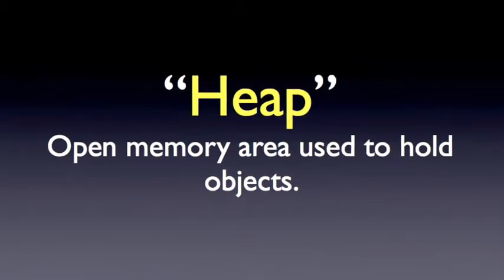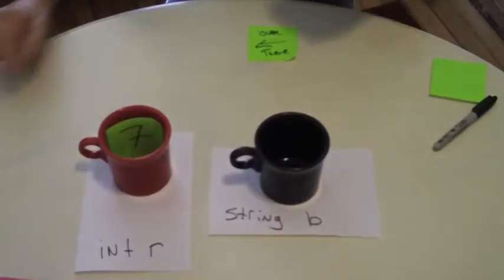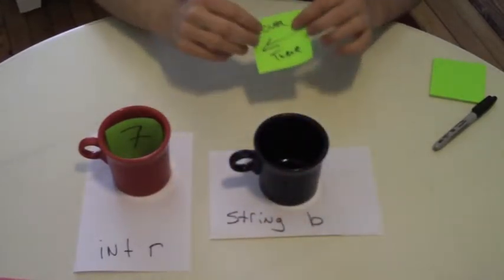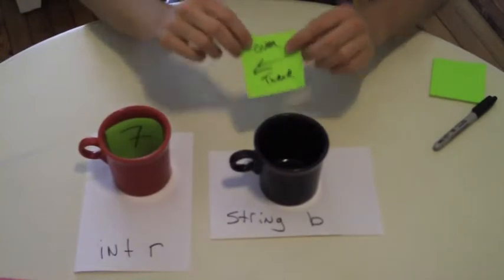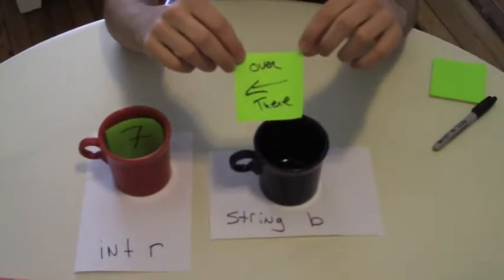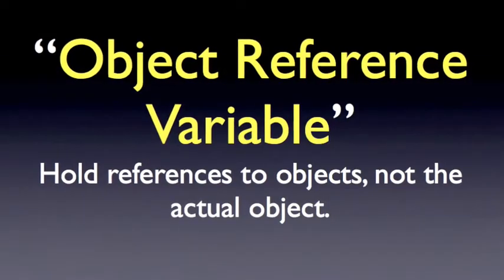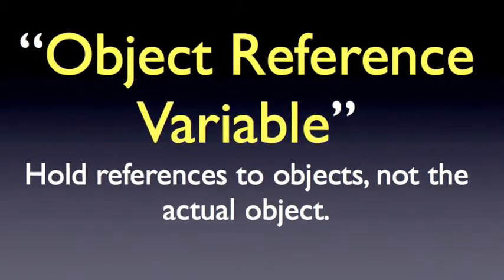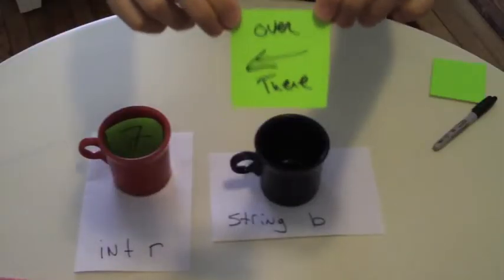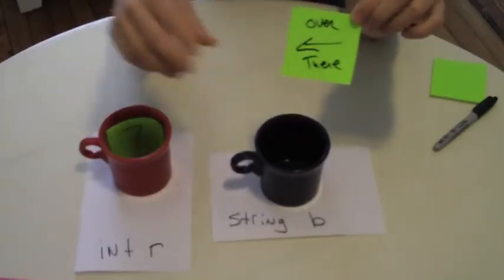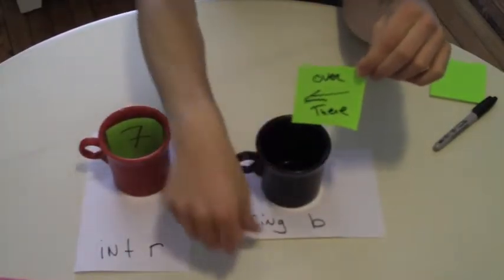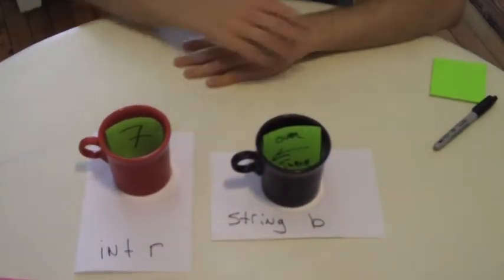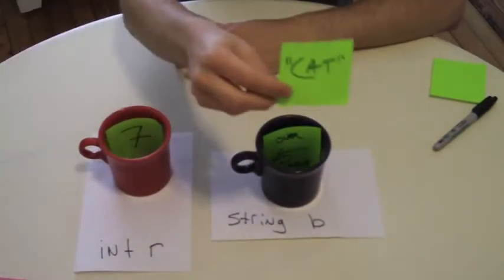So we're going to go ahead and send the cat off to the heap. How does this variable know where to find that value, the cat value? Well, object reference variables is the proper term for variables that hold objects. And they do not hold the object, they actually hold the memory address of where to go find the object on the heap. So what is in an object reference variable, what is in my string B variable, is a reference to a place in memory where it can actually find the value cat.